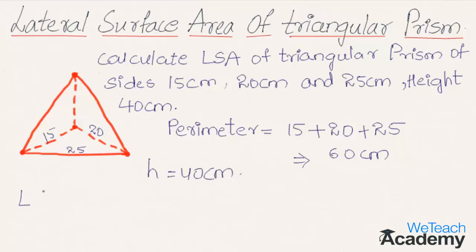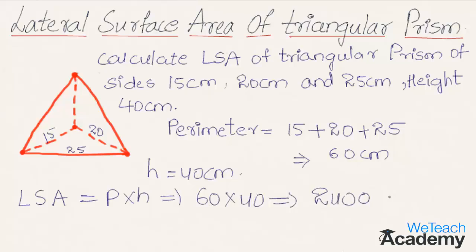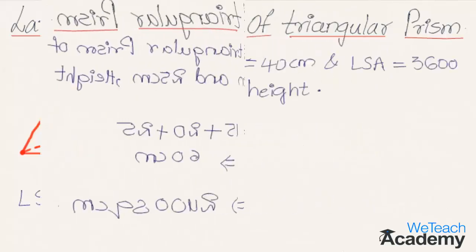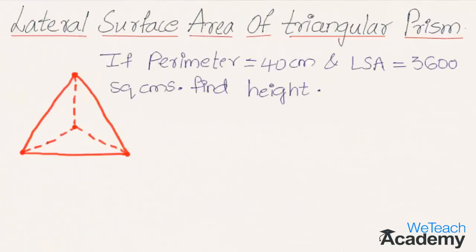We already know that the lateral surface area of the triangular prism is given by the formula perimeter into height. Substituting the values of perimeter and height in the formula we get 60 into 40, and by multiplying we get the product 2400 square centimeters as the lateral surface area of the triangular prism. And now let us proceed and discuss another example.